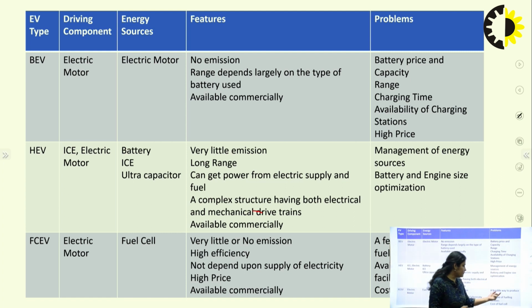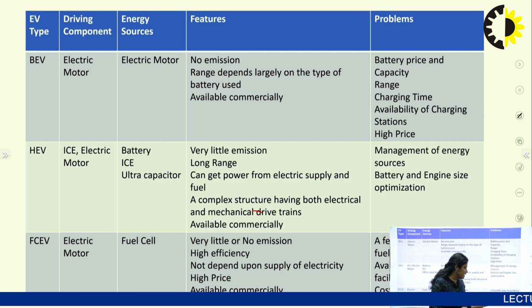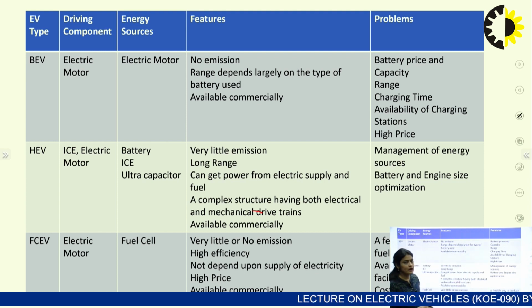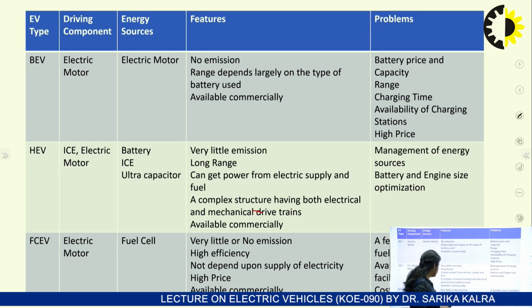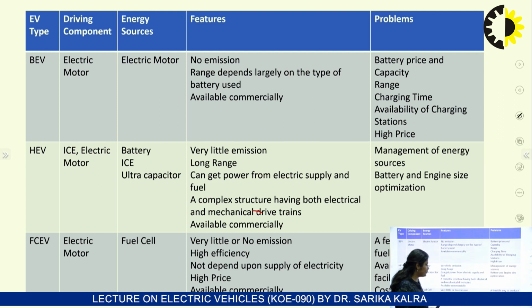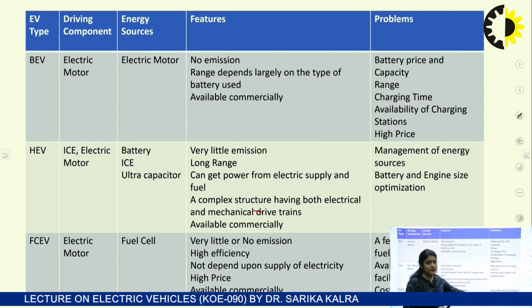So, what are the problems associated with it? The feasible way to produce the fuel, how to produce the fuel, that is the challenging thing, and the fueling facility, which should be there, and the cost of the fuel cell. So these are the three points associated with the fuel cell electric vehicle, and these are the challenging things.